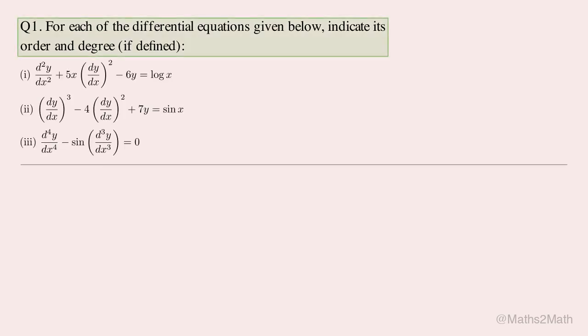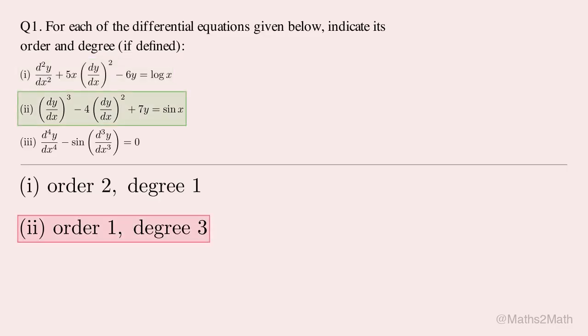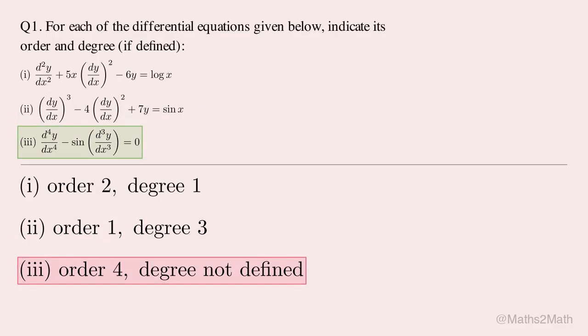Question 1 of the Chapter 9, Miscellaneous. 3 equations, 3 verdicts on order and degree. Watch for the sign of a derivative in the third. Part 1, highest derivative second to the first power. Order 2, degree 1. Part 2, only first derivatives cubed at highest. Order 1, degree 3. Part 3, fourth order, but the sign of the third derivative leaves the degree undefined.